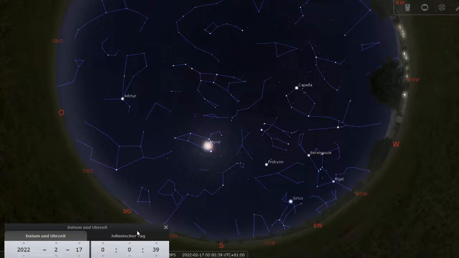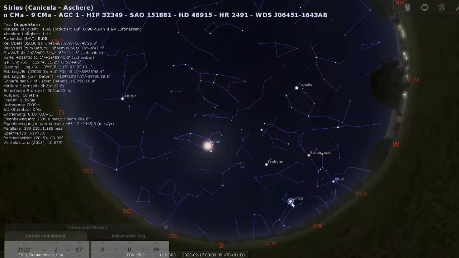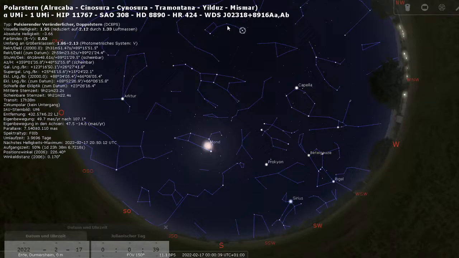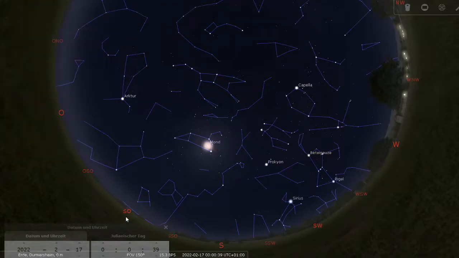So this is today's sky at midnight. Here we can see the star Sirius. This is the constellation of Orion, which we have also seen the other night. This is the moon, and up here is Polaris and the Little Dipper, around which the whole night sky in the northern hemisphere appears to rotate.